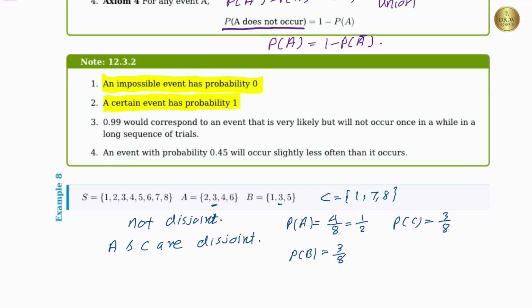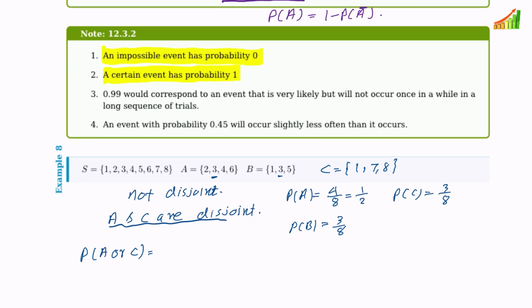Then consider A and C. What is the probability of A or C? We know A and C are disjoint. Using axiom 3, we can write probability of A plus probability of C. So probability of A is 4 over 8 plus probability of C is 3 over 8. The answer is 7 over 8. That is the probability of A or C.